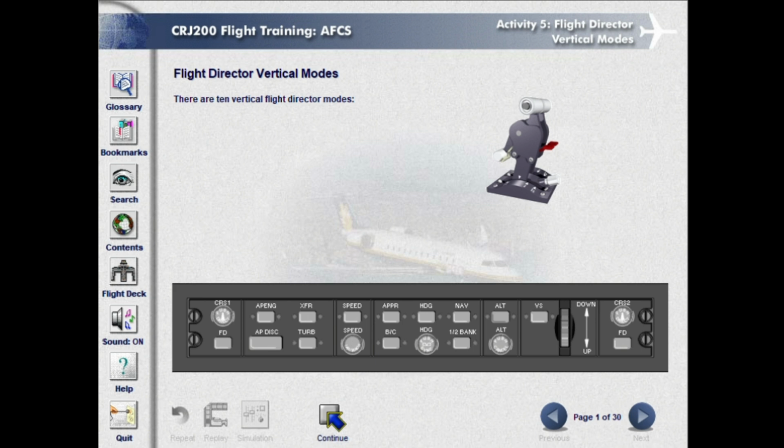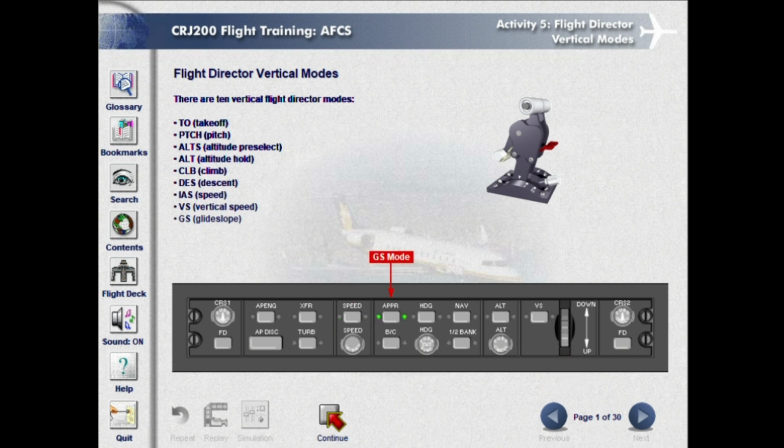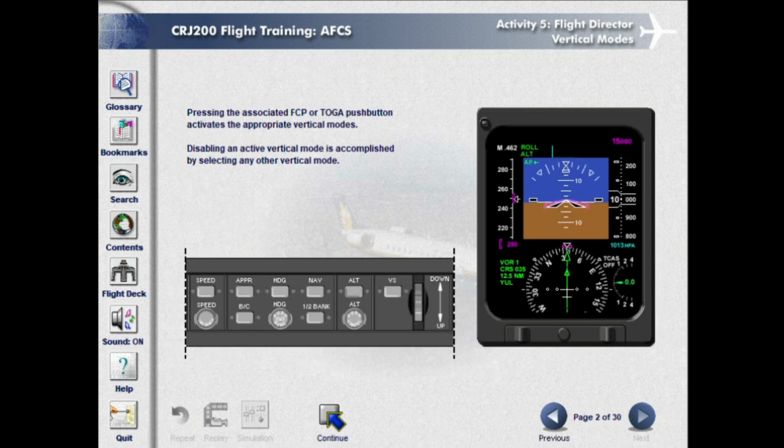Flight Director Vertical Modes. There are 10 vertical Flight Director modes: Takeoff, Pitch, Altitude Preselect, Alt Hold, Climb, Descent, Speed, Vertical Speed, Glide Slope, Go Around. Pressing the associated FCP or TOGA push button activates the appropriate vertical modes. Disabling an active vertical mode is accomplished by selecting any other vertical mode.